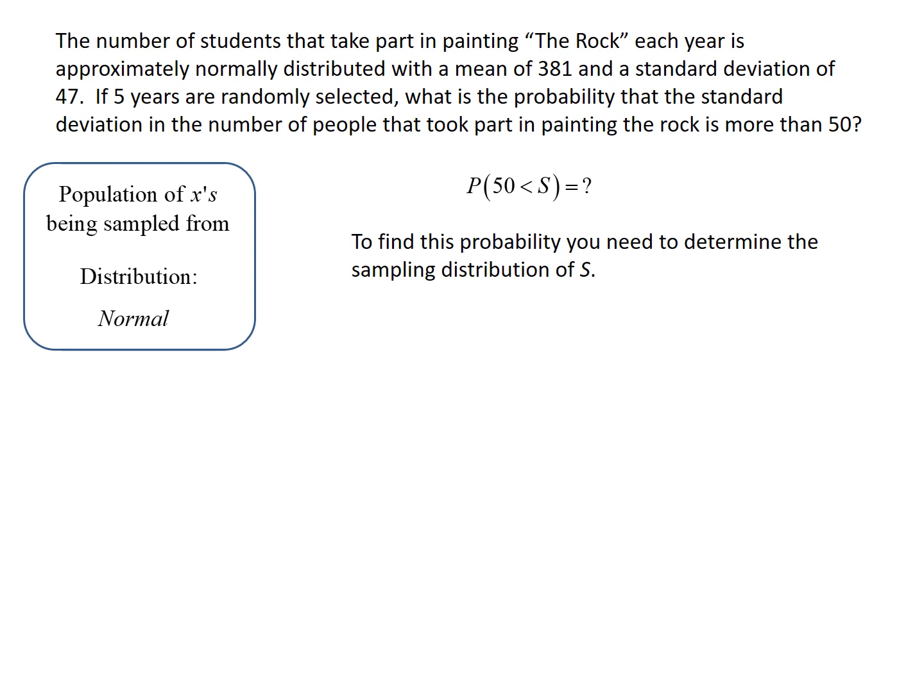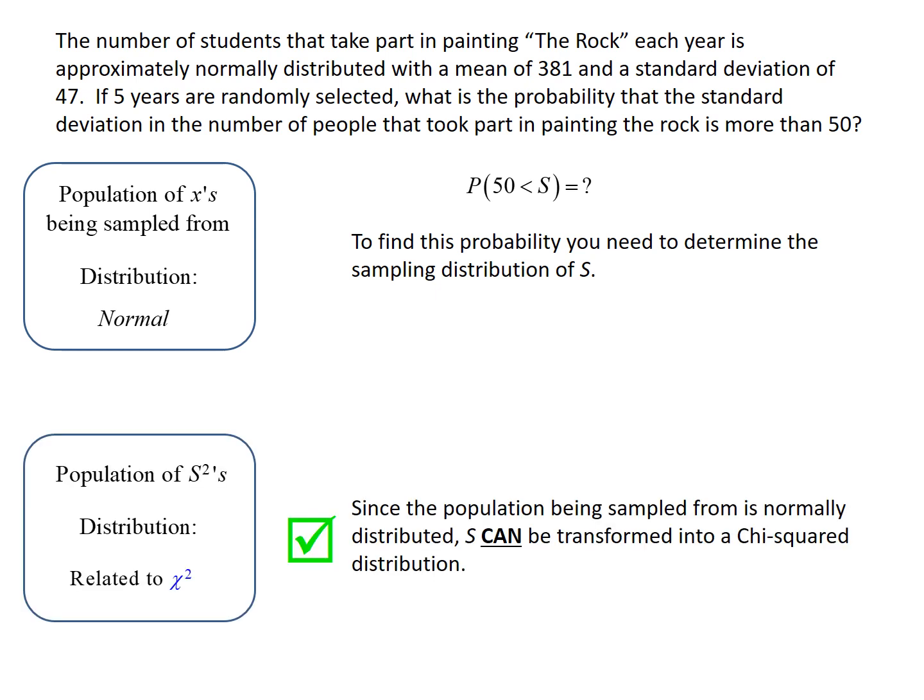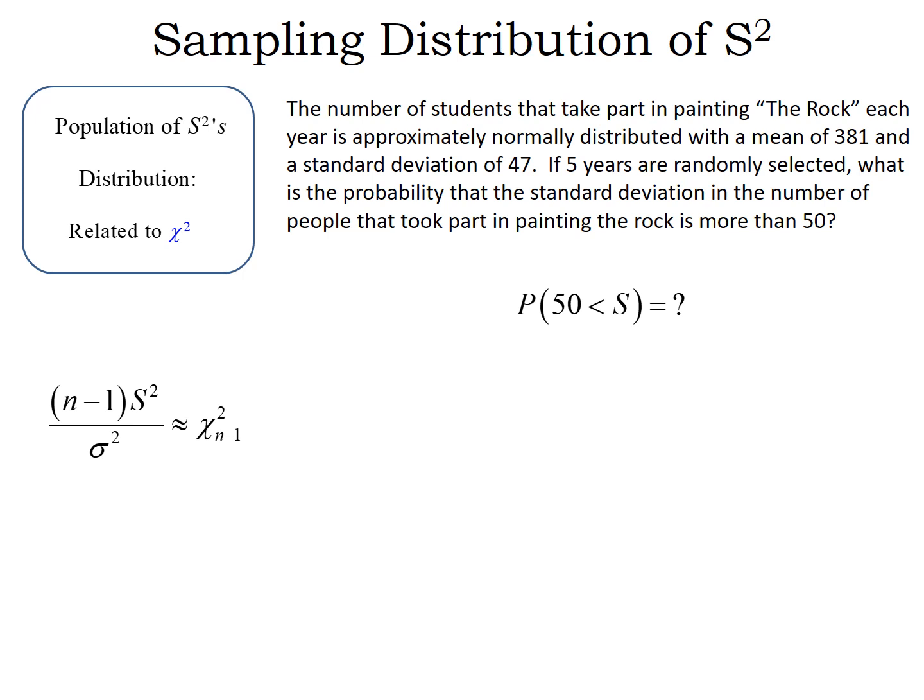Okay, so the population we are sampling from is normally distributed, which means that S and S squared can be transformed into a chi-squared distribution. Okay, so we're in a situation where the distribution of S squared is going to be manageable. Now that we've established that the sample standard deviation can be converted into a chi-squared score, we're going to go ahead and do that. So 50 is the borderline value of S we care about, so we need to transform that.